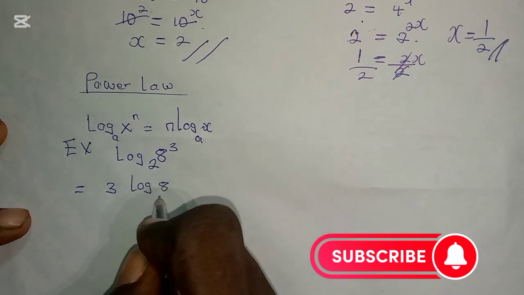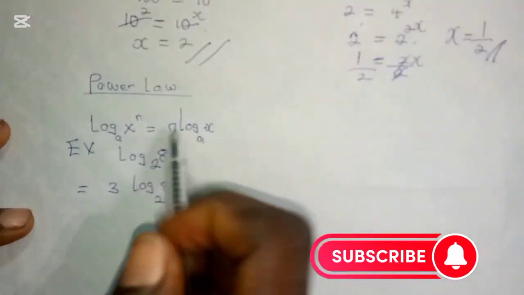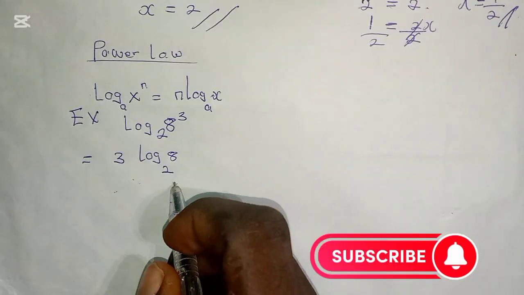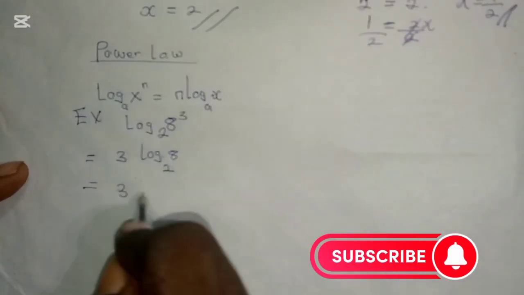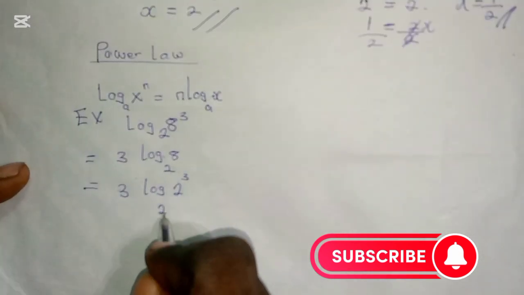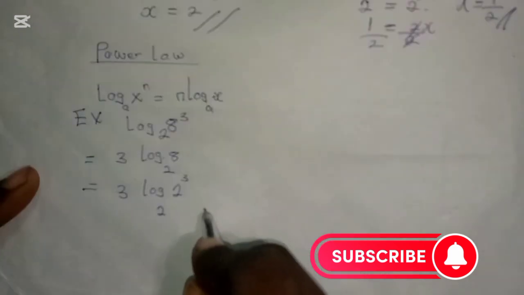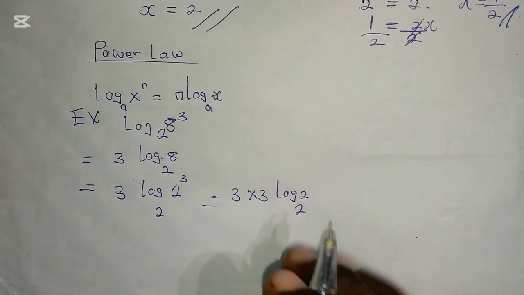Now when we have something like this, we usually solve it in this form. Let me teach you another form in which you can solve questions like this: equating the number and the base. So 8 we can write as 2 raised to the power of 3 with the base 2. Now using this property again, we are going to have 3 multiplied by 3 log 2 with the base 2.